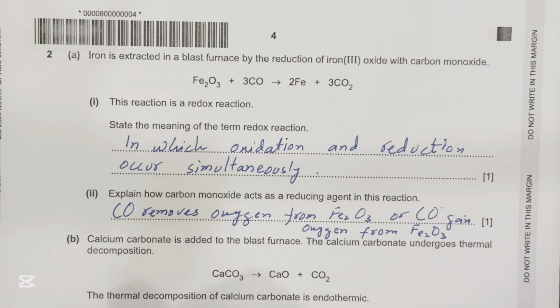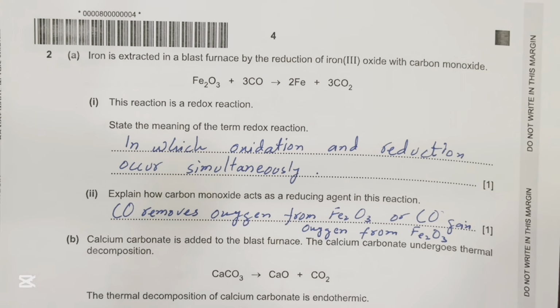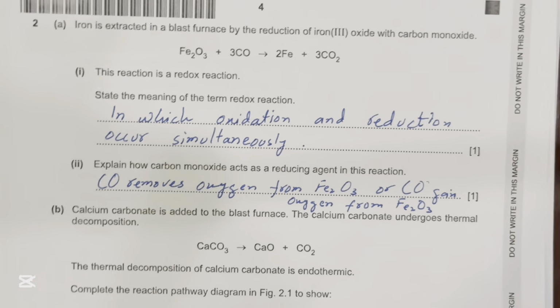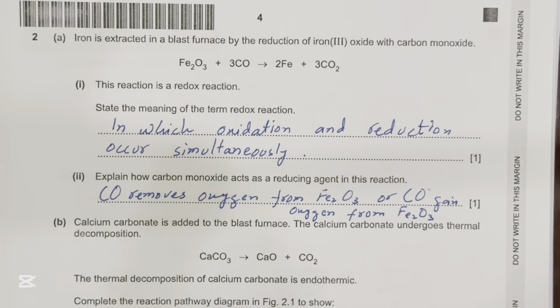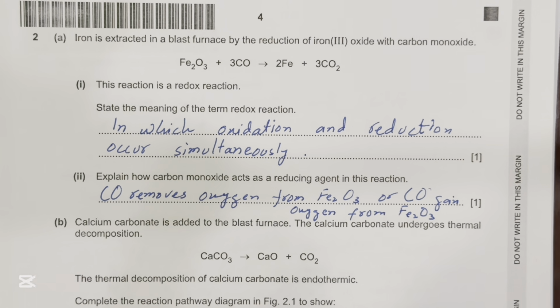Question number 2 is from the topic of the contact process. Its variant 22 was also carrying the same. These two variants, 21 and 22, come very similar to each other. Okay, iron is extracted in the blast furnace by the reduction of iron(III) oxide with carbon monoxide. Fe2O3 plus 3CO would give you 2 moles of iron and 3 moles of carbon dioxide.